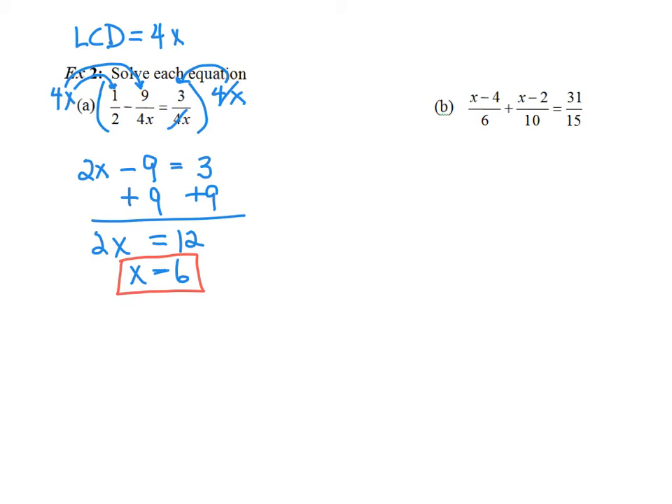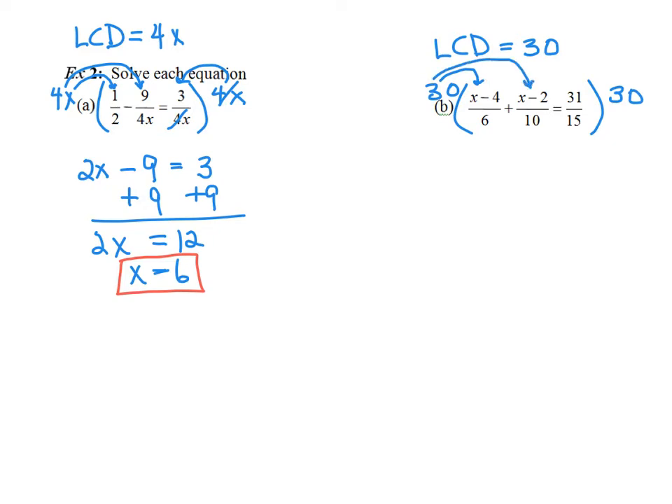So looking at these denominators, I'm going to say 6, 10, and 15 all go into, the smallest number they all go into would be 30. So I'm going to multiply both sides of the equation by 30. Again, notice how I'm doing the same thing to the left side of the equation as I am to the right side. So I'm going to multiply 30 times this first fraction on the left and the second fraction.